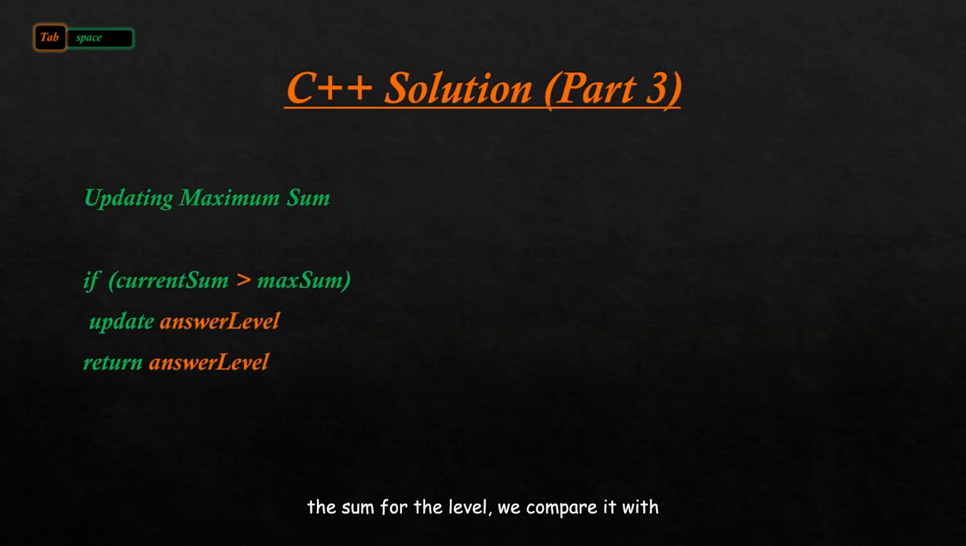After computing the sum for a level, we compare it with the maximum sum seen so far. If it is greater, we update both the maximum sum and the answer level. Finally, once traversal completes, we return the level with the maximum sum.